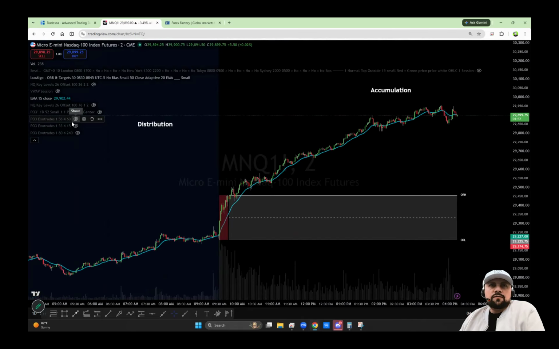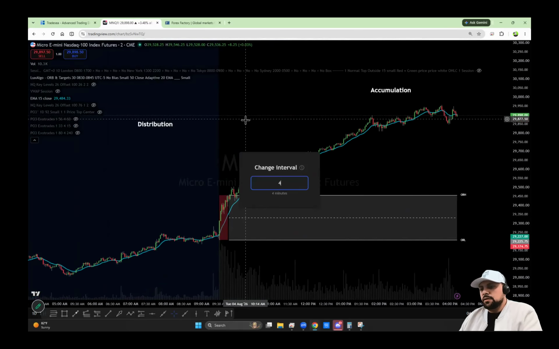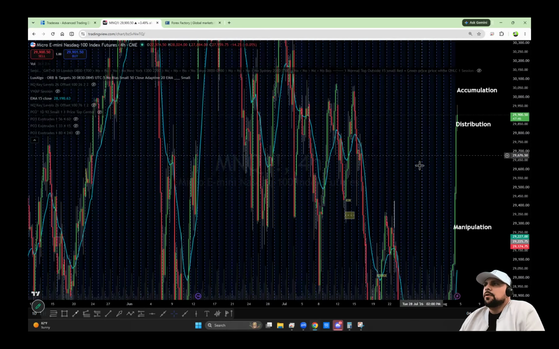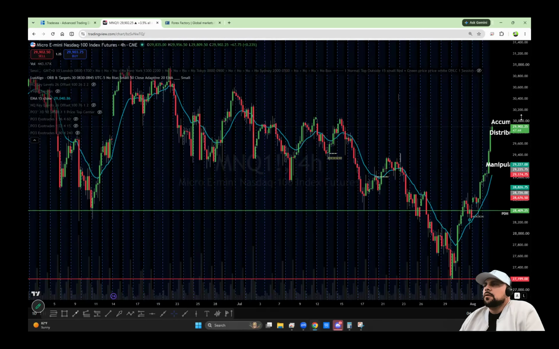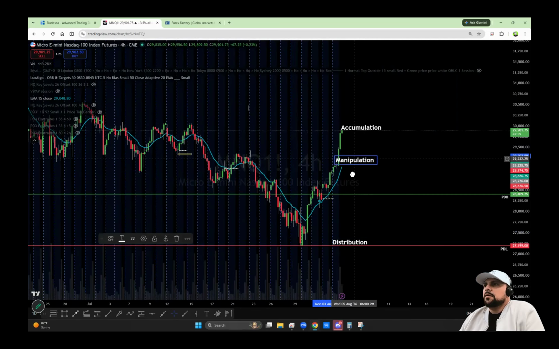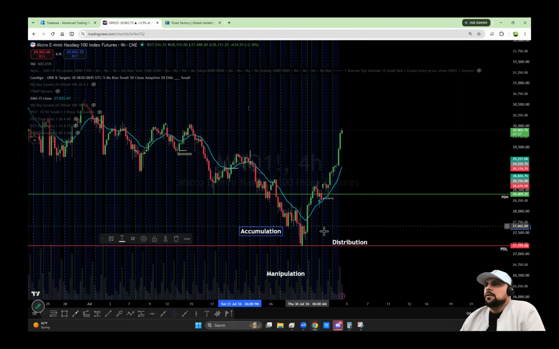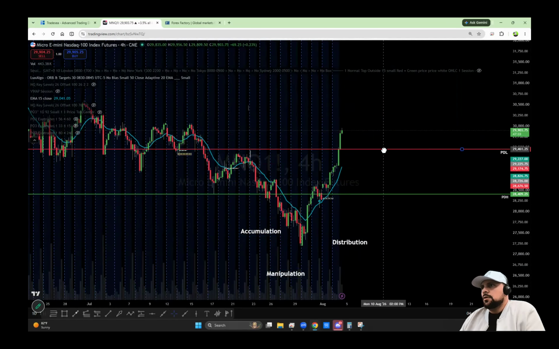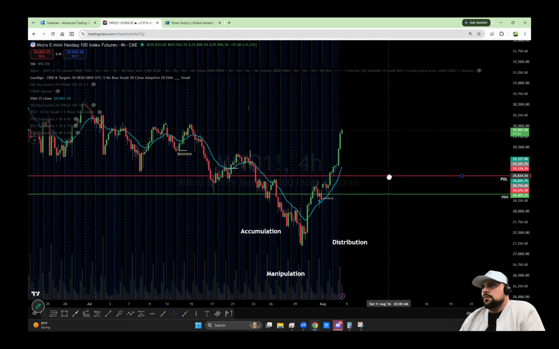Now, projection for tomorrow. Projection for tomorrow. We got to zoom out. Zoom out to like, let's say, a 4 hour. Okay. Massive. Let me move this out of the way. Let me actually move previous day low. Where's the previous day low? Right here.